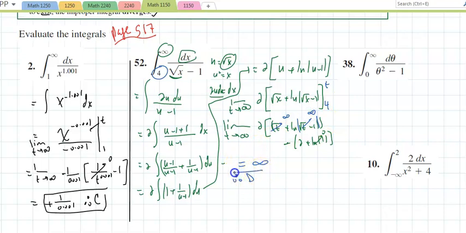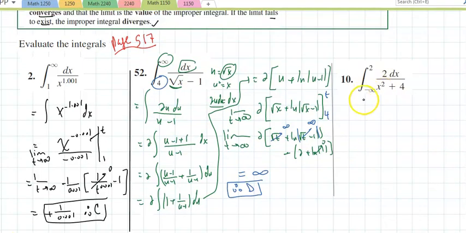Therefore, diverge. So if the limit is a finite number, it converges. If the limit is infinite, it diverges. Next problem up is number 10. That is twice. So this is one of the integrals that we agreed you're going to memorize.